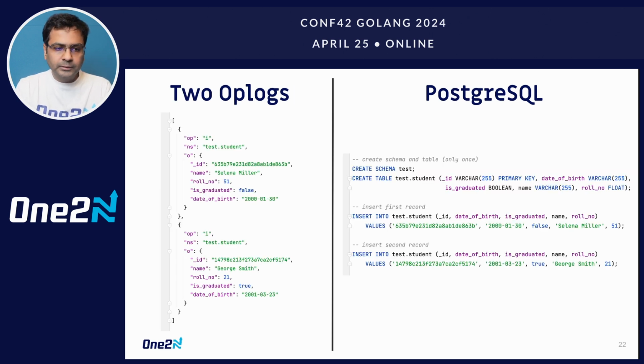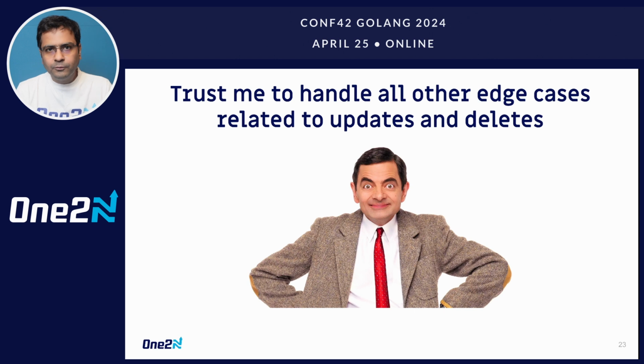Imagine we have two insert oplogs on the same Mongo collection. Well, we can't go and create a new schema and new table all the time, right? We shouldn't actually. So we're going to create the schema and table only once and perform n number of inserts, right? So that's what we look at here. One insert goes here, and then the second insert goes here. So we have to also maintain some sort of state to not create the schema and table multiple times. Well, for now, given this is a talk related to concurrency, we'll skip all the details and edge cases related to updates and deletes. You can trust me that I've got it handled.